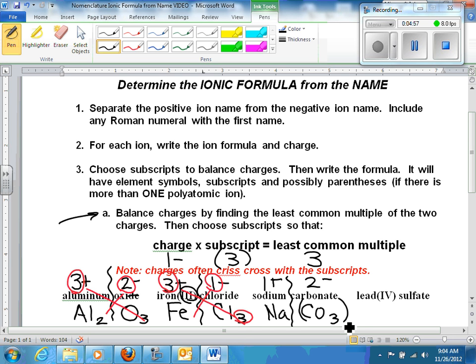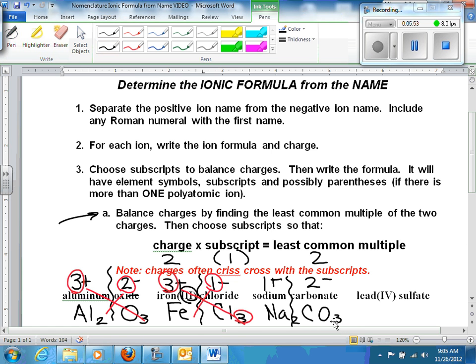Okay, so let's do this one. The least common multiple for a 2 and a 1 would be a 2. So my sodium, with a charge of 1, is going to need a subscript of 2. And my carbonate, with a charge of 2 minus, is going to need a subscript of 1 in order to get my 2. So for this one, I don't need the parentheses, so I can erase them because I only have 1 carbonate. So the formula is Na2CO3.